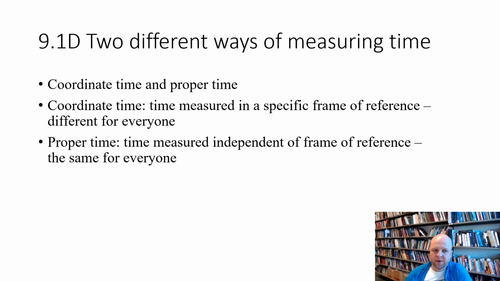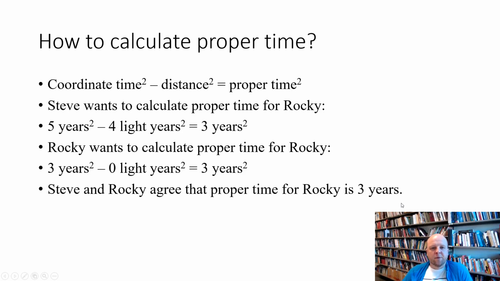So how does one go about calculating the proper time? There's a formula for calculating proper time, which is that you take the coordinate time, the time as measured by the selected frame of reference, squared, minus the distance between the two events, squared. That gives you the proper time squared.